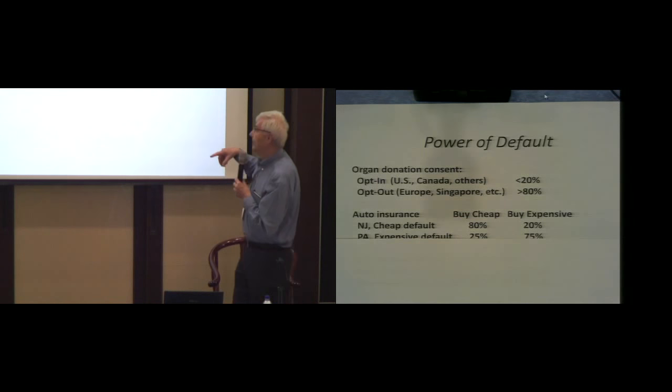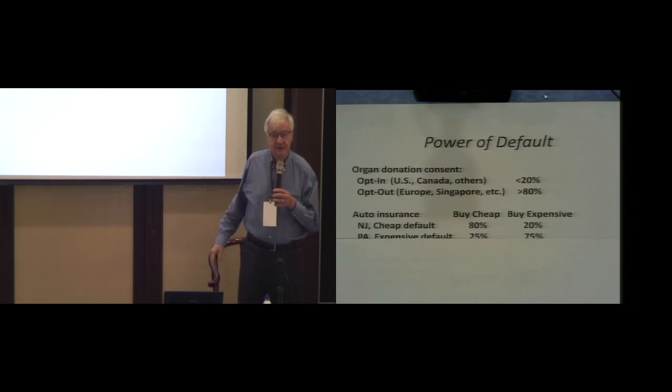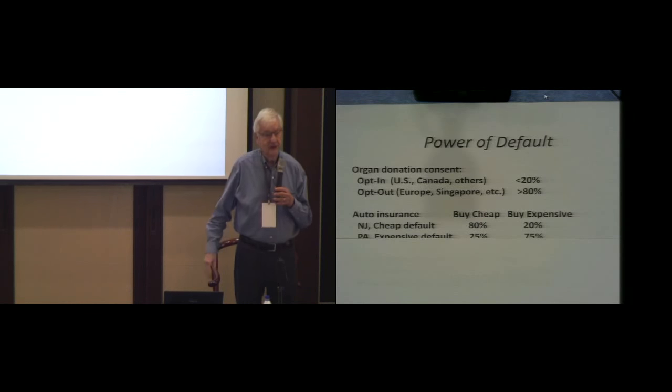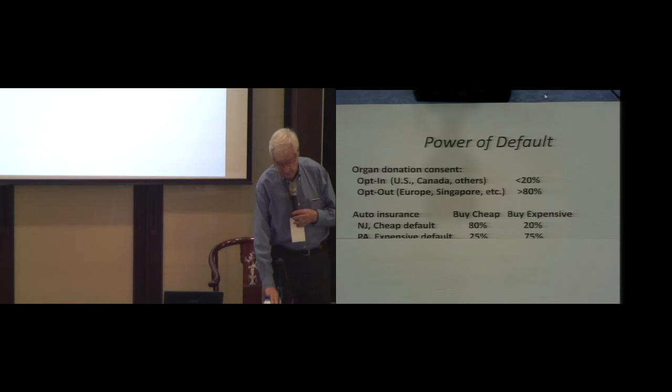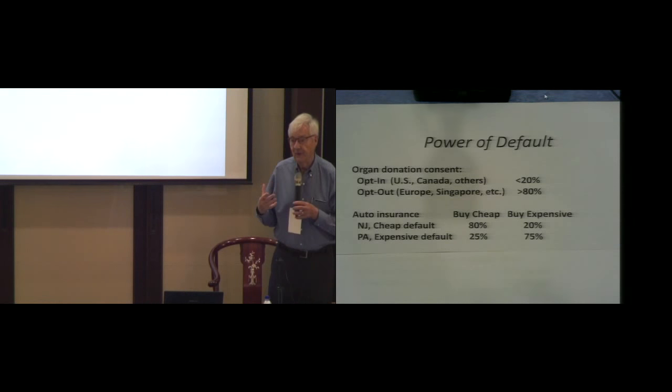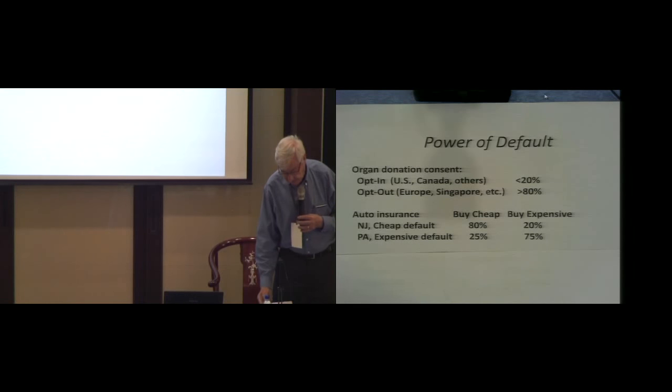And what they found was that in New Jersey, 80% of the people ended up with the cheap one, and in Pennsylvania, 75% of the people ended up with the expensive one. In other words, the power of the default was enormous, even though a lot of money was at stake. And this is a serious thing that people should have thought about. But the default is that powerful.